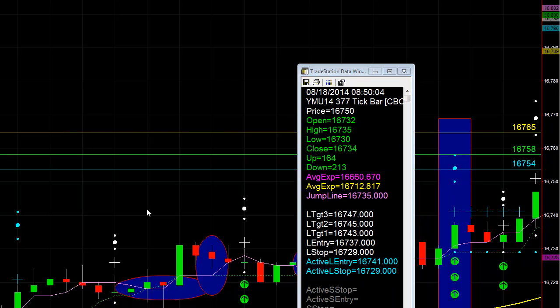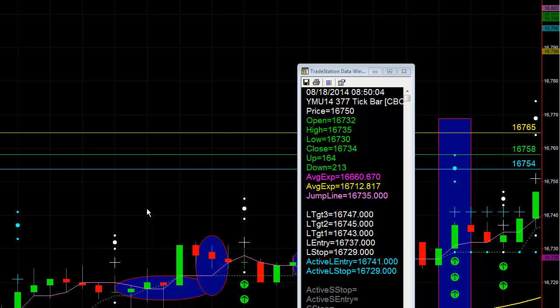Look how small it is. Entry 37. The third target's only 10 cents. So we really don't have any other targets. You could do a fixed target of 18 cents and use 10 ticks for your money management. But again, this is an inside bar.